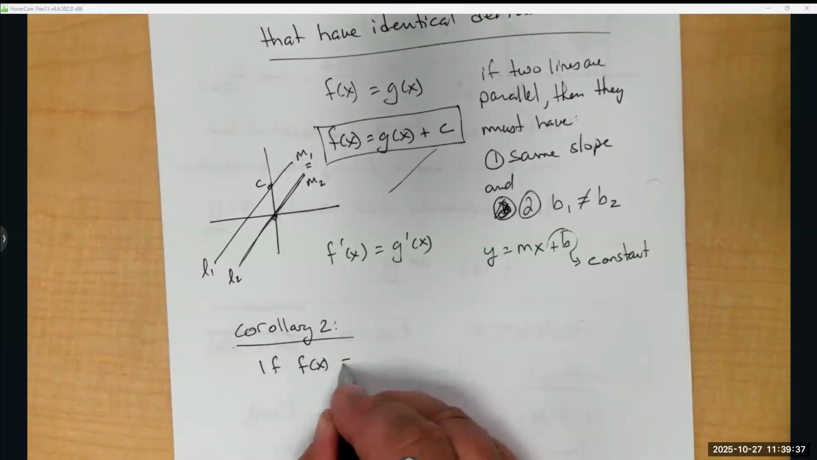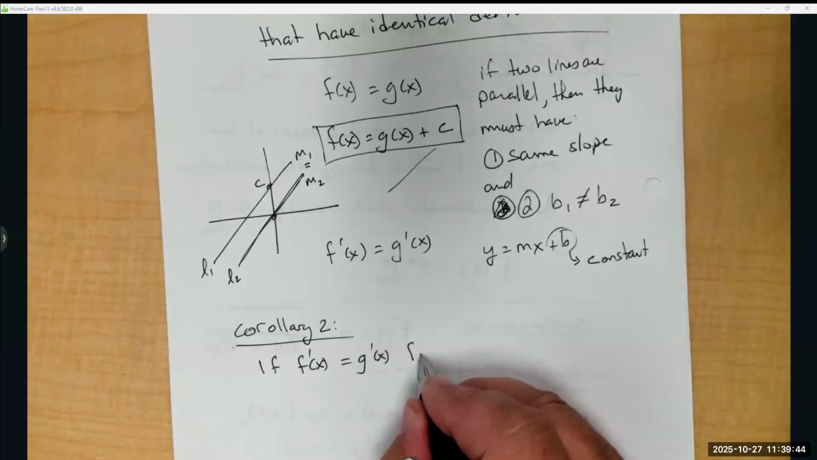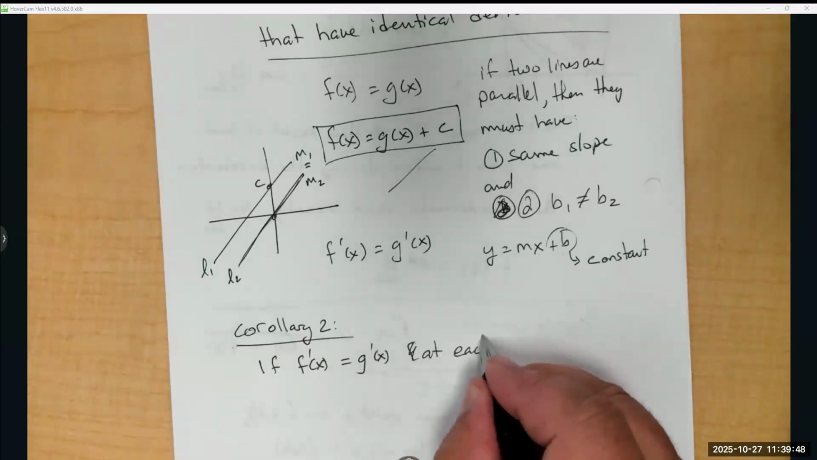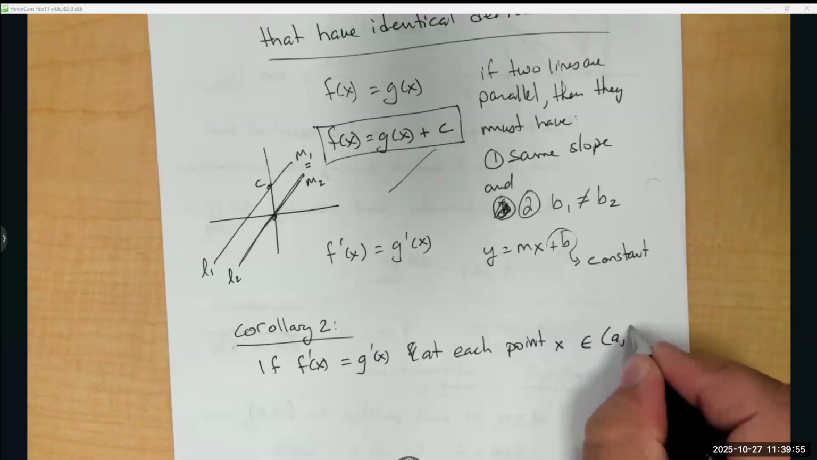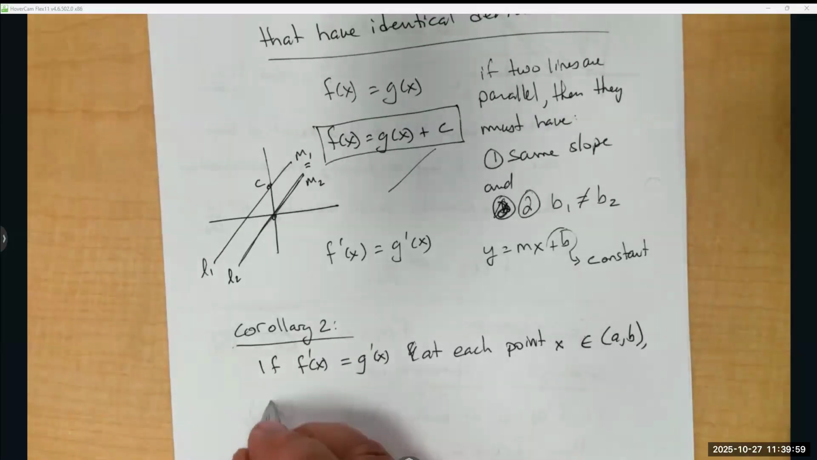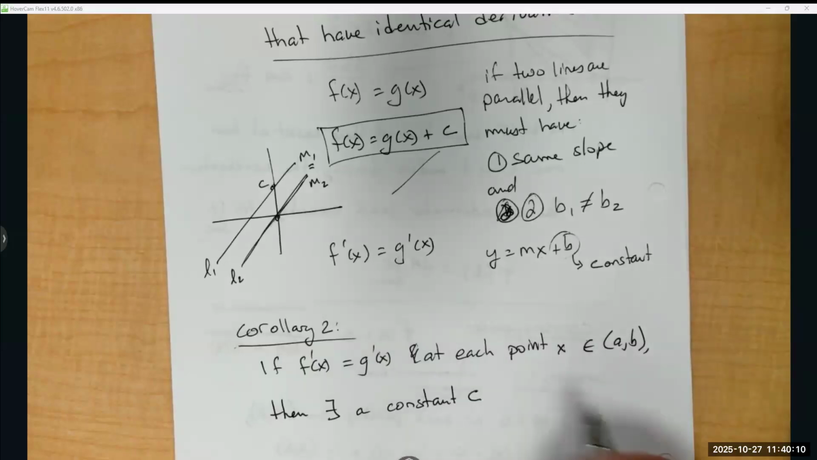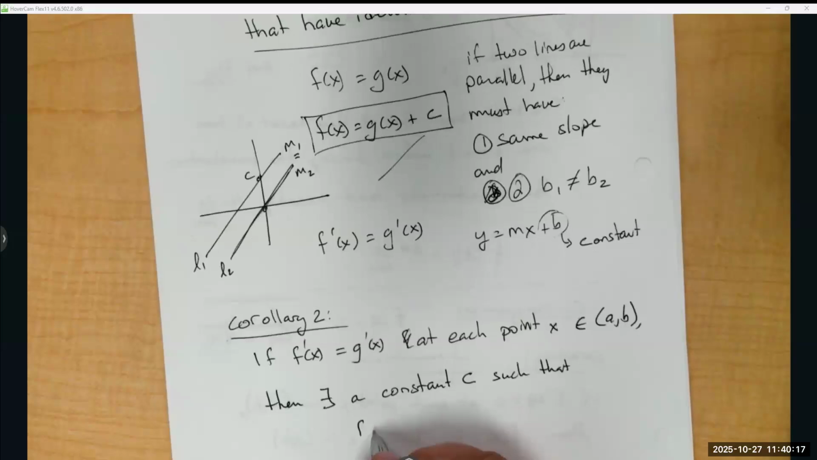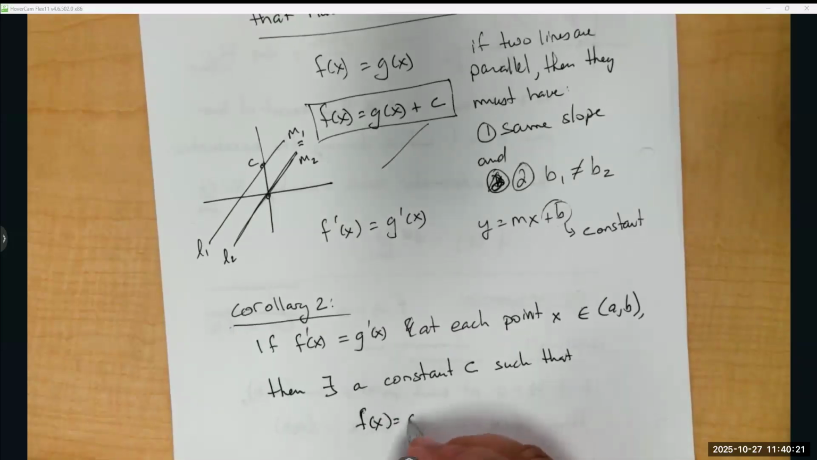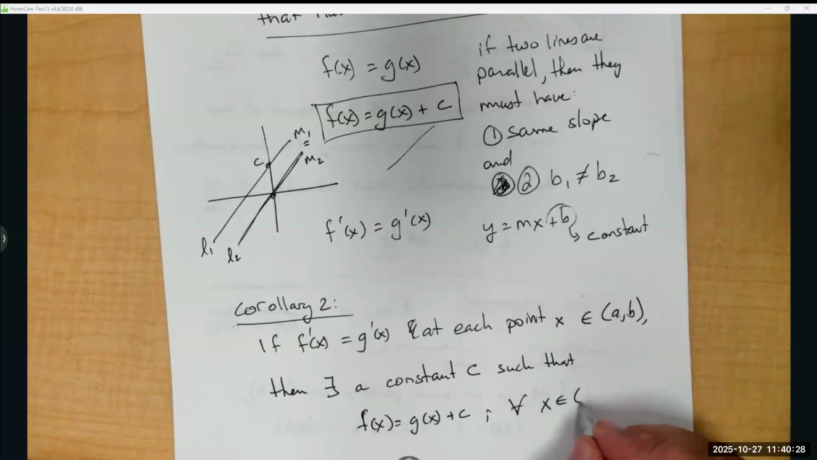If f prime of x equals g prime of x at each point x in an open interval a b, then there exists a constant c such that f of x equals g of x plus c for all x inside the open interval a b.